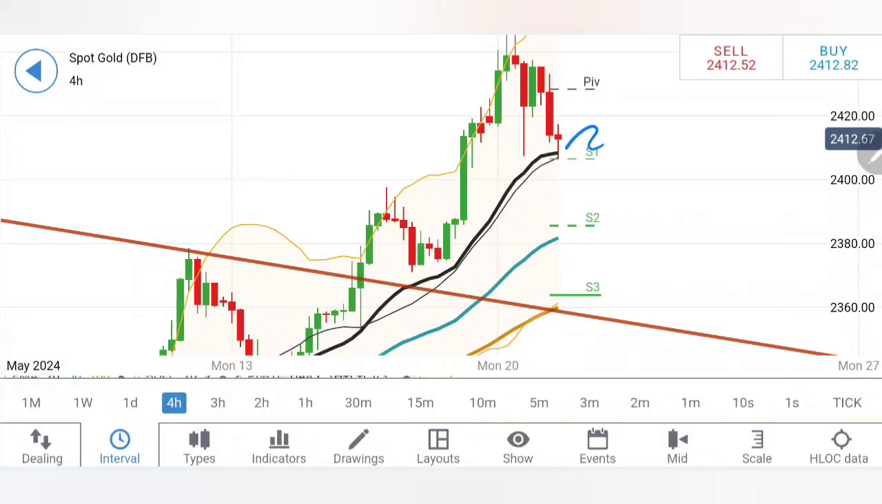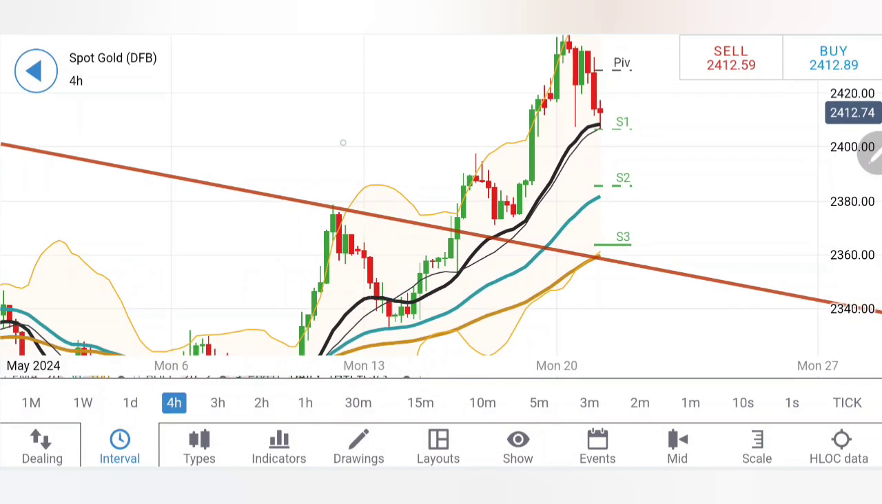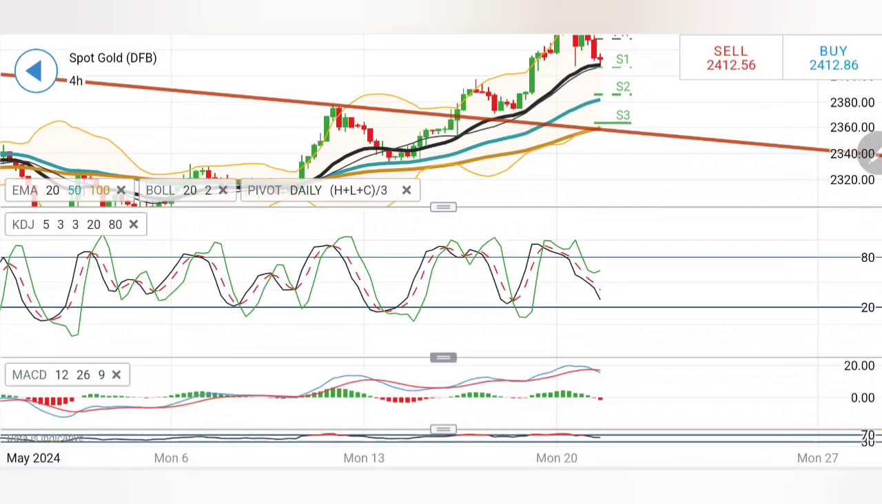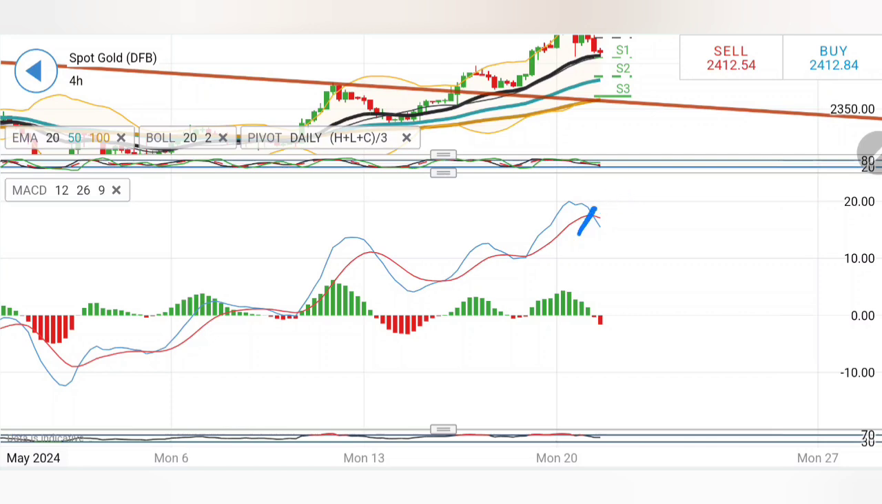See how beautifully it is taking the support here from the 20 period moving average, and in the last few moves we have seen how important these supports are. If you look at the stochastic, this is dropping sharply. The MACD has crossed over here, and this is just one candle away, and this also indicates that we have a little bit of downside available here in gold.